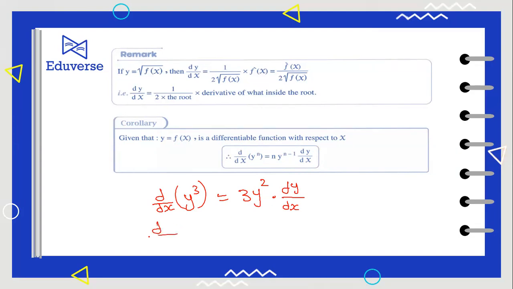But if I have the derivative of x to the power 3, it will be 3x to the power 2. But why? Because here I have dx over dx. Dx over dx equals 1, so it is not important to write it. But here I have dy over dx. It must be written because it's not equal to 1.